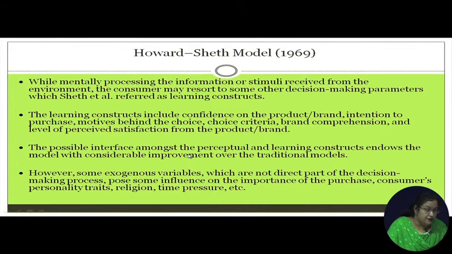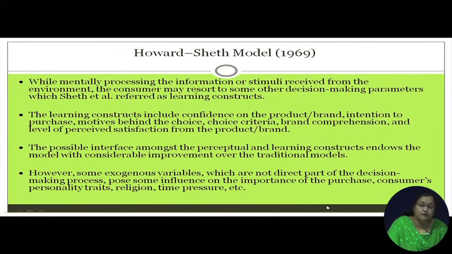The possible interface among the perceptual and learning constructs endows the model with considerable improvement over the traditional models. However, some of the exogenous variables, which are not a direct part of the decision making process, pose some influence on the importance of the purchase and the consumer, like the consumer's own personality trait, the religion, time pressure, etc.